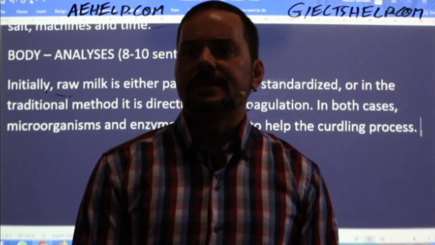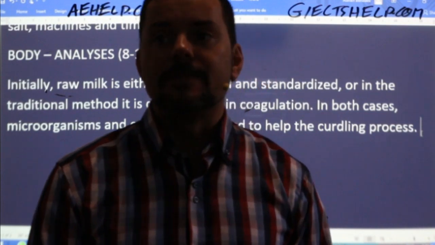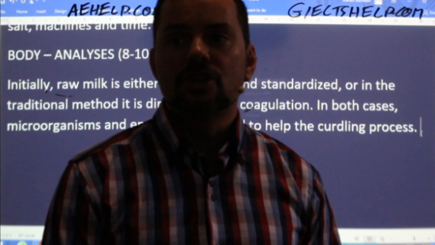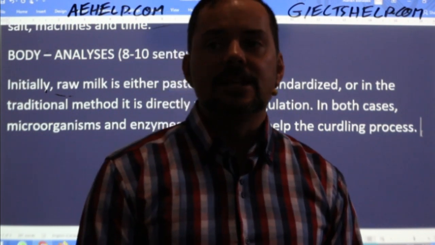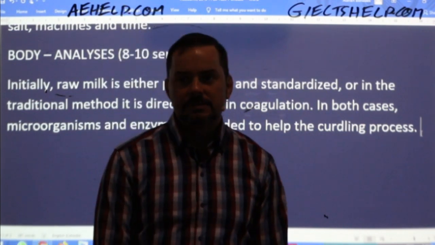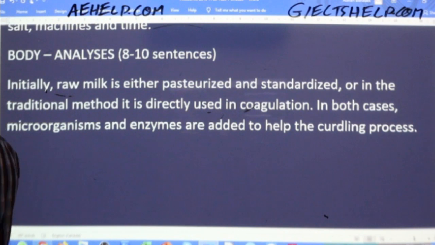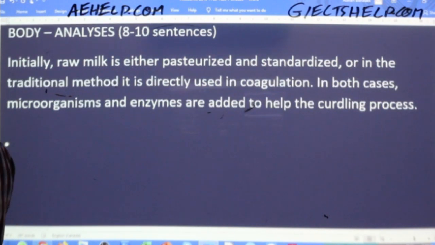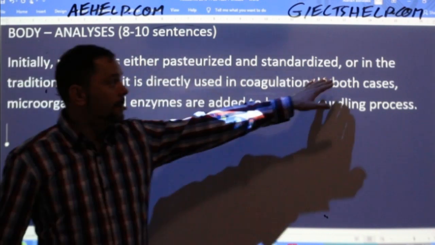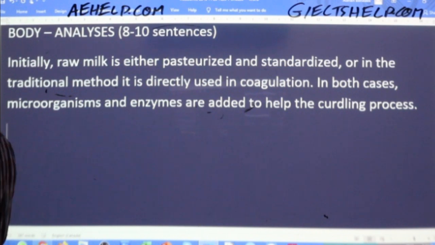Gulnaz says, firstly, raw milk is whether pasteurized and standardized or in. Gulnaz, let me correct that. So, Gulnaz, firstly, whether raw milk is pasteurized and standardized or used in the traditional method, it is coagulated through the use of enzymes and microorganisms. Okay, let me write that option 2 for you students so that you can see. So this is using either or. Okay, let me show you this first step using whether or.